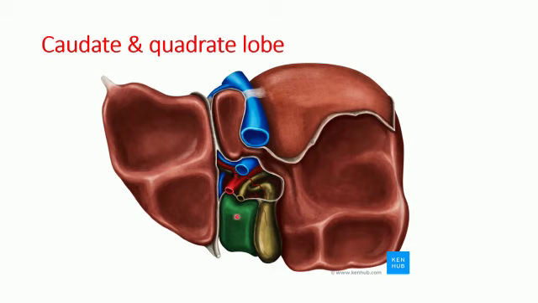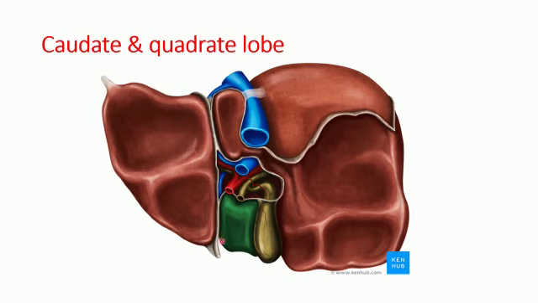So coming to the quadrate lobe. The quadrate lobe is quadrilateral in outline, bounded on the right side by the fossa for the gallbladder and on the left side by the fissure for the ligamentum teres, above by the porta hepatis and caudate process, and below and in front by the inferior border of the liver. So these are the boundaries of the quadrate lobe.